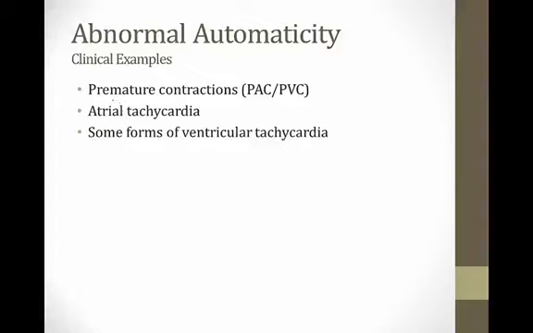So in terms of clinical examples, abnormal automaticity is the mechanism of formation of many premature contractions. When patients have PACs or PVCs, this means that ventricular or atrial myocytes have acquired the ability to depolarize on their own outside of the control of the SA node. Abnormal automaticity is also the mechanism of many forms of atrial tachycardia. It's also the mechanism of some forms of ventricular tachycardia.